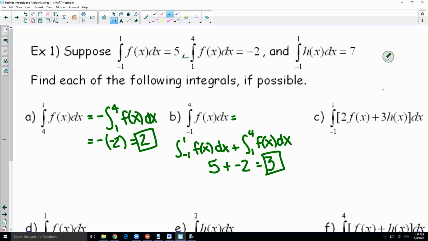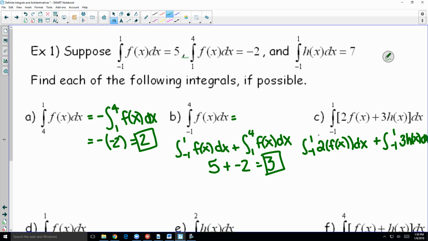Okay, and then this one right here has a lot of different rules in it. So we're working with f of x and h of x this time. So because of that, I might split this up into two separate integrals. So I'm going to do the integral from negative 1 to 1 of 2 times f of x dx plus the integral from negative 1 to 1 of 3 times h of x dx. So by additivity, not additivity, sum and difference rule. Sorry, this was additivity. This is sum and difference. And you don't need to know the difference between them. Just know that you can split them up. So I split them up using that addition sign.